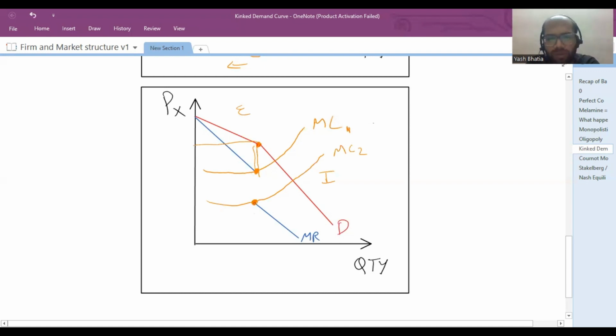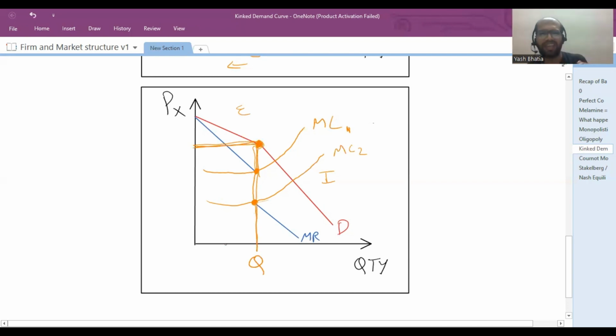MR equal to MC, and MC should be rising. This is the equilibrium price, and Q is the equilibrium quantity. So wherever there is a kink in the demand curve, it is the location of equilibrium price and equilibrium quantity. Okay, you need to remember that.